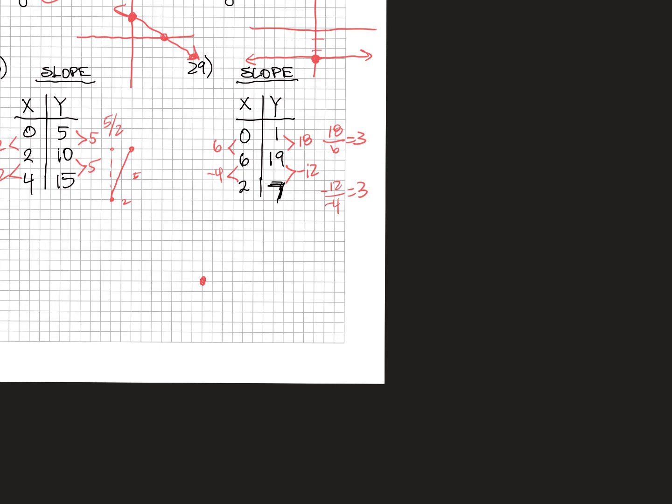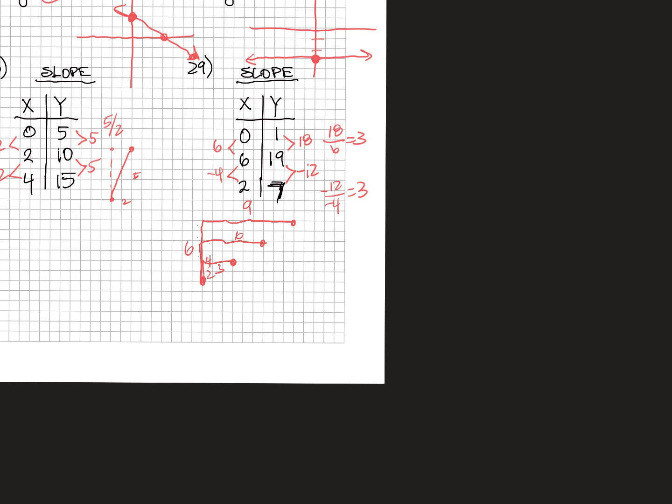The reason that looks weird is, if I have a bunch of points on a line that goes up 2/3, I can compare any points. If I go like this and this, I'll get 6 and 9. If I compare this and this, I'm going to get 4 and 6. If I compare this and this, I'm going to get 2 and 3. Notice they're all the same ratio, 2 to 3.